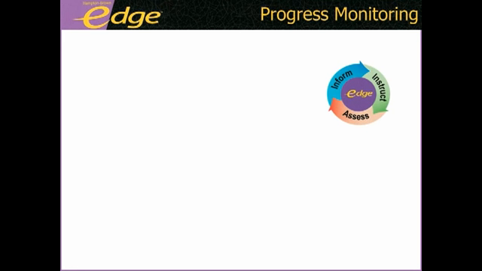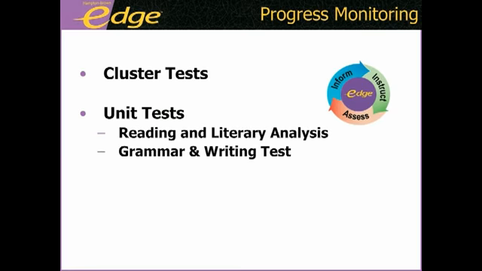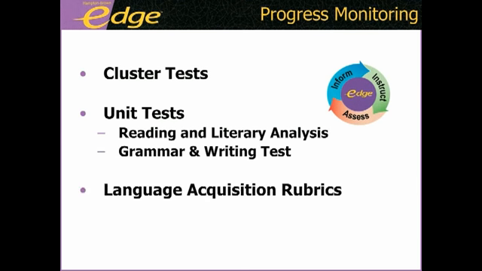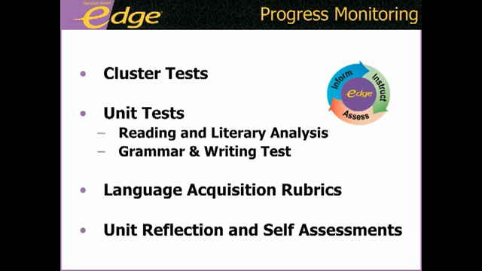There are 4 main assessment tools in EDGE that will help you monitor the progress of your students. The cluster tests, unit tests for reading and literary analysis and grammar and writing, the language acquisition rubrics, and the unit reflection and self-assessments. We'll begin with the cluster tests.